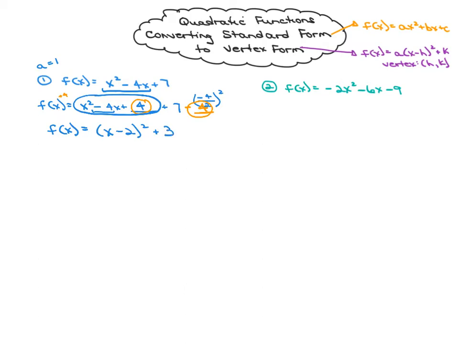And I have this equation now in vertex form. I love vertex form. It's so easy to find the vertex. It's the value being subtracted from x and the value that's being added here.